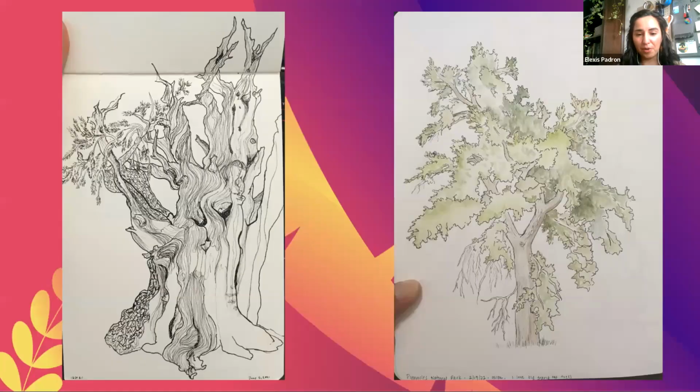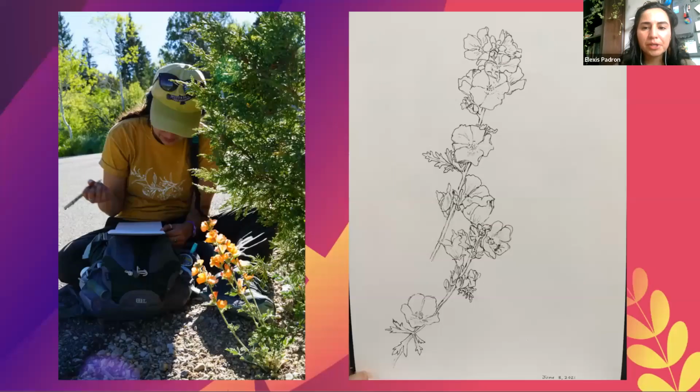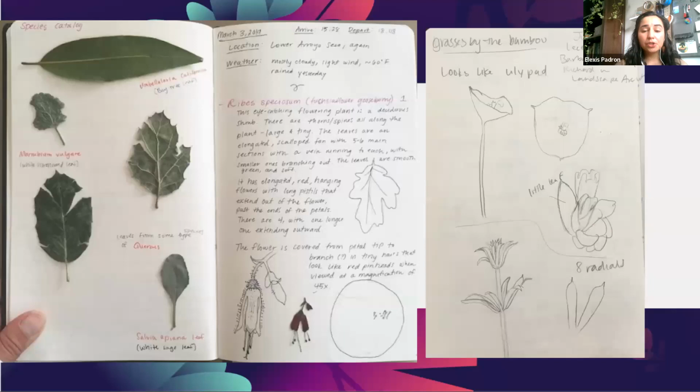I have always loved to draw, and I've always been drawn to plants, but it really wasn't until 2019 that I really began my naturalist journey in earnest and got to combine my two loves. So I took the California Naturalist class, which is certified through the UC Department of Agriculture and Natural Resources. I think I got that right.